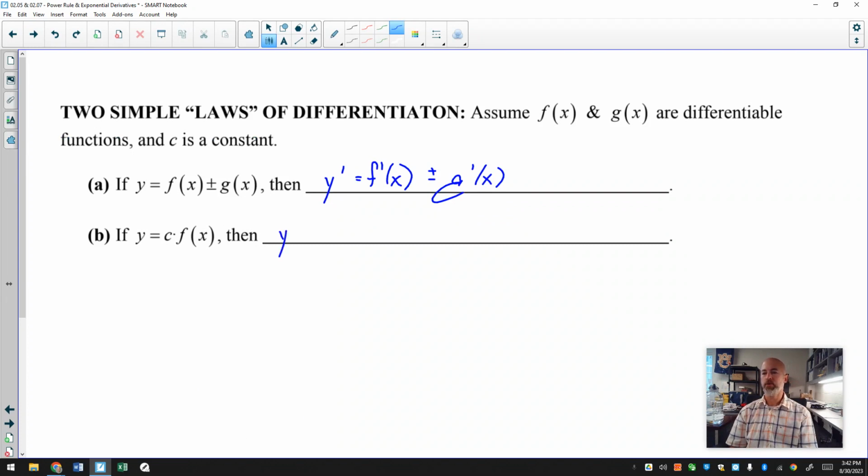And then the second one is the one we just used. If you have a constant times a function, it's oftentimes more convenient to completely ignore that constant and then just multiply that constant by the derivative of the function. And that is the end of this lesson. It got a little bit longer than I wanted it to, but oh well.